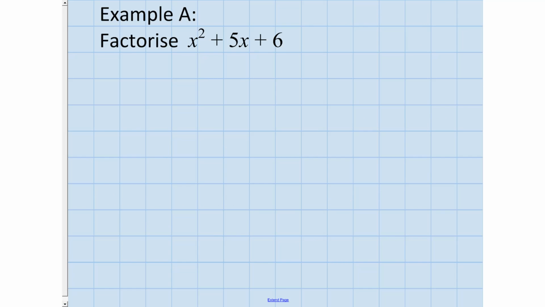Let's look at another example. So factorise x squared plus 5x plus 6. So we need two numbers that multiply to give 6 and add to give 5. Because these are the numbers we're looking at. The 5 and the 6 need to multiply to give the constant number at the end and add to give the 5. The best way to do this is think about the numbers that multiply to give 6.